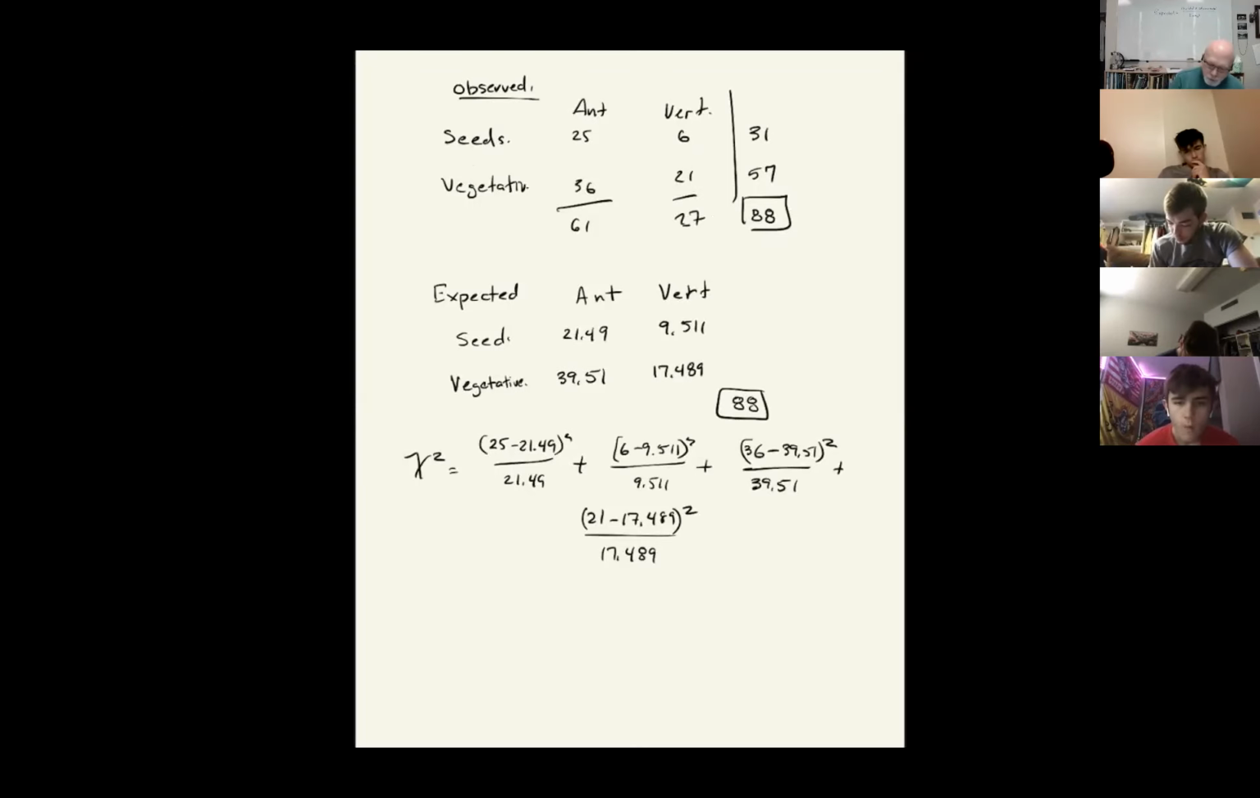And so the expected values: 21.49, 39.51, 9.511, 17.489. And then I'm just going to put in the equation: equals that minus that, squared, divided by the expected. And then I can copy all of those over and I can sum them. And so I arrived at a chi-square value of 2.886.